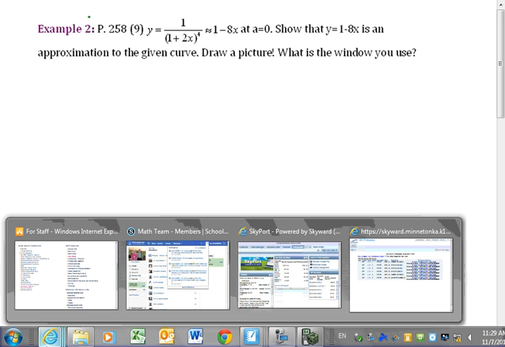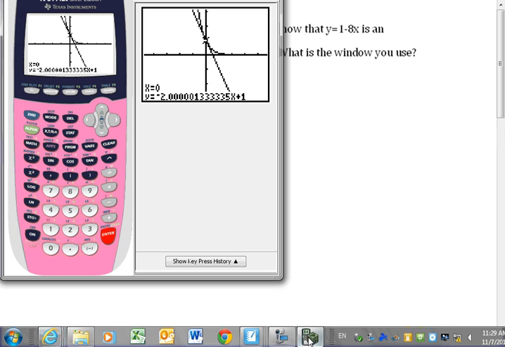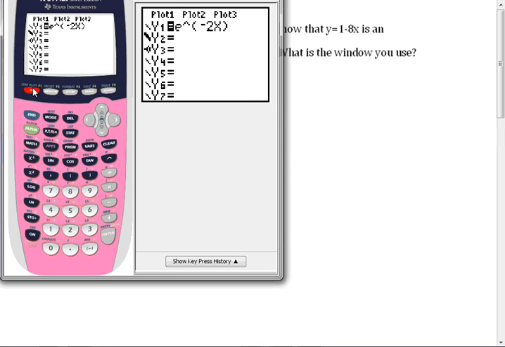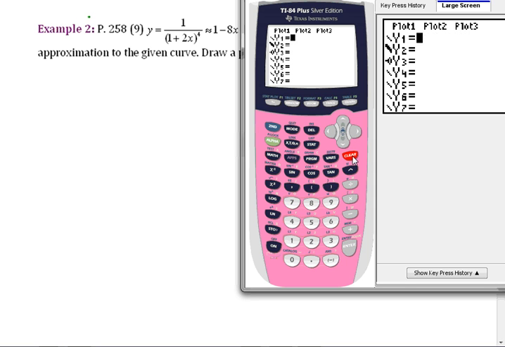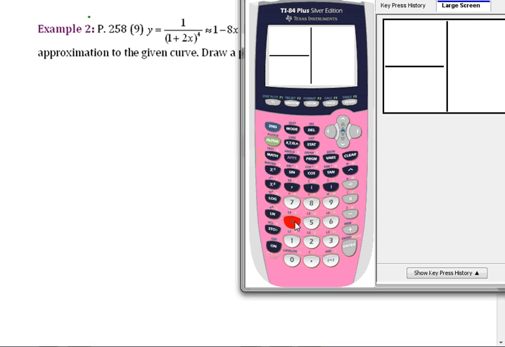Well, it looks like 1 over x to the 4th. Where's my calculator? So I have to slide this over because I can't remember what it is. Clear that out. So it's 1 divided by parentheses 1 plus 2x to the 4th. You have to have those parentheses or it's not going to work. And because we're centered at the origin, I would like to zoom at 4 because we usually get nice numbers. Well, there it is.